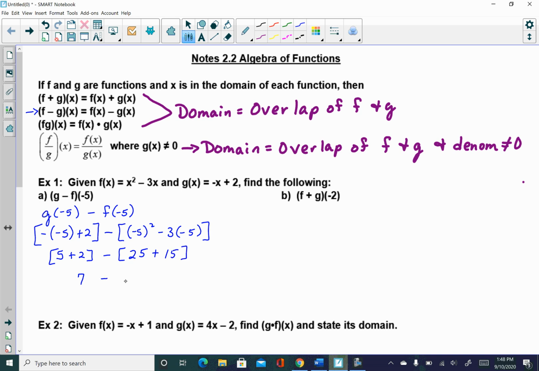Still bringing down my minus sign. Now add together 25 plus 15, that gives me 40. And now from here, 7 minus 40 will give me negative 33. Final answer. Okay. All right. I encourage you to pause the video, try letter B, check yourself by the solution key, make sure you're tracking.